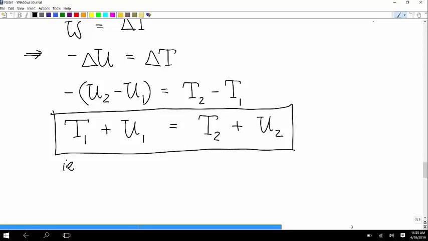So in words, this says, call the kinetic energy plus the potential energy mechanical energy.